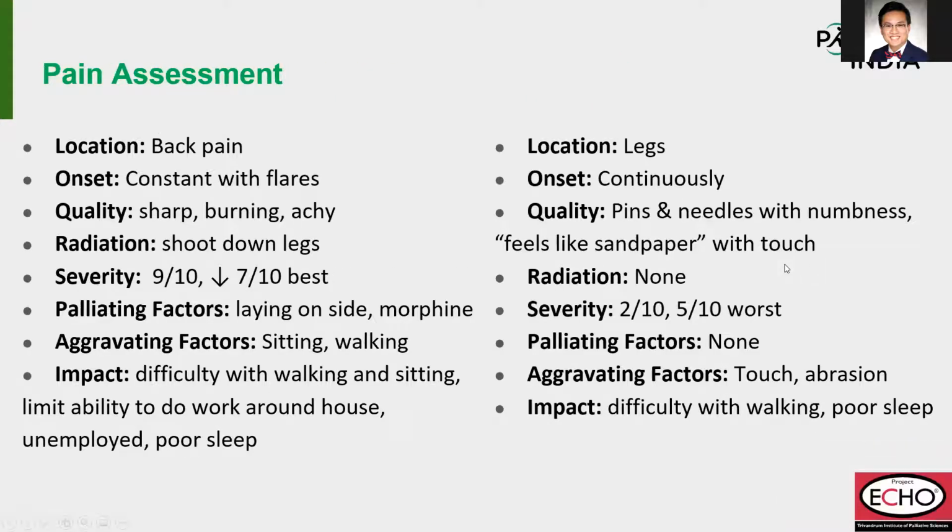So the pain that they had was back pain that was described as sharp, burning, achy, and it was severe, a 9 out of 10, and the lowest it's ever been was a 7. The other pain that they had was pins and needles with numbness, but also a feeling of sandpaper rubbing with any sense of touch, signifying our concern that they may be having hyperalgesia. And then severity is 2 out of 10 and 5 out of 10 at worst.